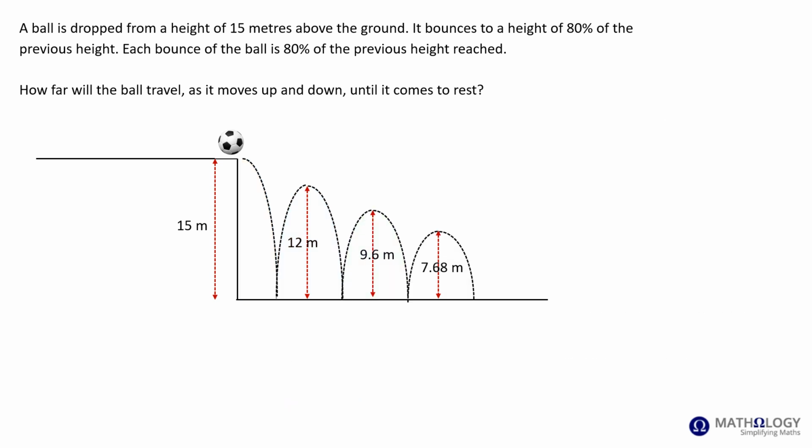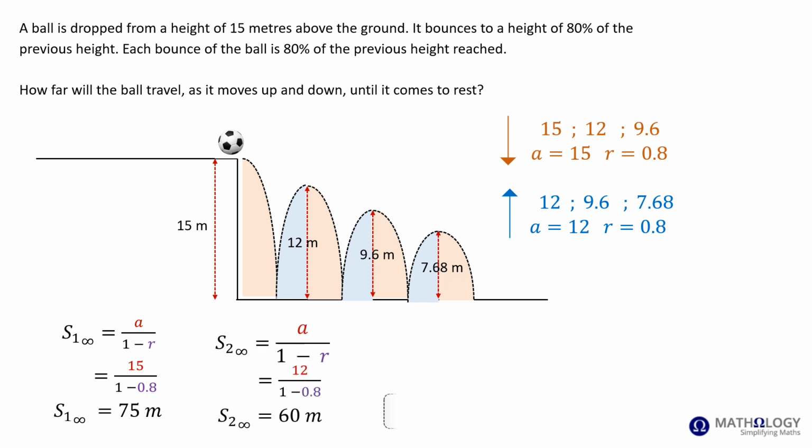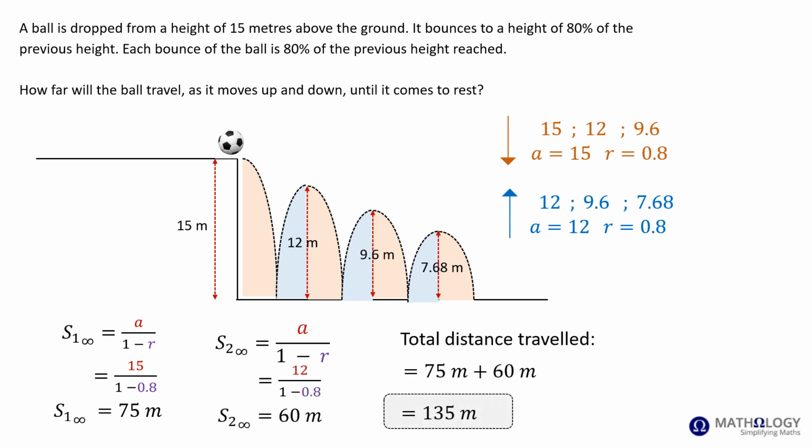We can approach this problem another way, by considering two sequences. The first sequence is of the ball moving downwards, the first term of which is 15, the second term is 12, and the third term is 9.6. And the second sequence is of the ball moving upwards, the first term of which is 12, the second term is 9.6, and the third term is 7.68. We can then determine the sum to infinity of these two sequences, and add the results, to get the same answer of 135 meters.